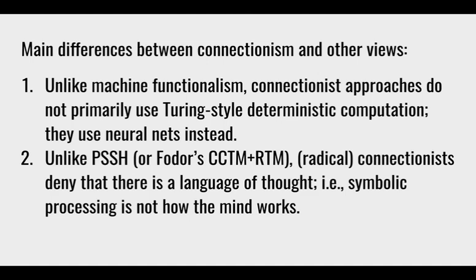Anyways, number two, unlike PSSH or Fodor's CCTM plus RTM, radical connectionists deny that there is a language of thought. In other words, symbolic processing is not how the mind works. I told you before, there are flavors of connectionism. The radical connectionists, the most extreme, just flat out deny the language of thought hypothesis. They say, yeah, look, symbolic processing, Turing-style computation over a language of thought, that was a good guess, but it's ultimately a false hypothesis. The way we really do this is through neural nets. Basically, it's all statistical learning. That's how brains work. That's how machines are going to be intelligent. So they deny that whole language of thought hypothesis.